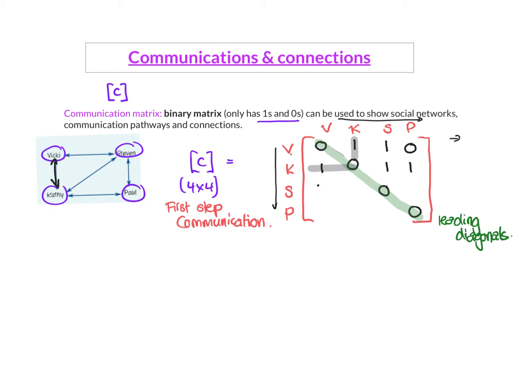Stephen can talk to Vicky. Stephen can talk to Kathy and can also talk to Paul. So there's ones there. And the last one, Paul can't directly talk to Vicky, can directly talk to Kathy and Stephen. Okay, so here we are. We have set up the 1-step communication matrix. So once you've got the 1-step communication matrix, we can then use that to find other things.